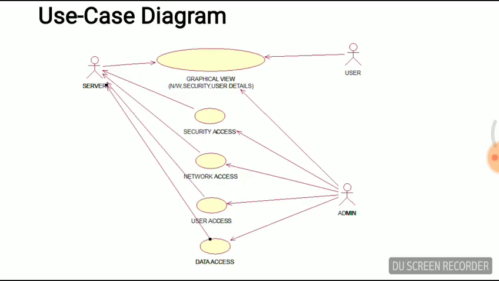Use case diagram. User to server for user data; the server admin provides data, security access, network access, user access, and data access. The server also gets security access, network access, and user access. The user only has network access, with a graphical representation from the server to any visualizing client.